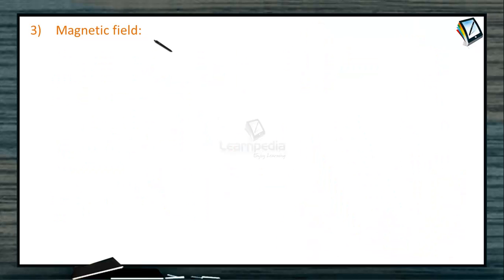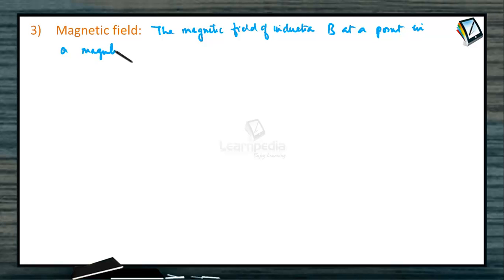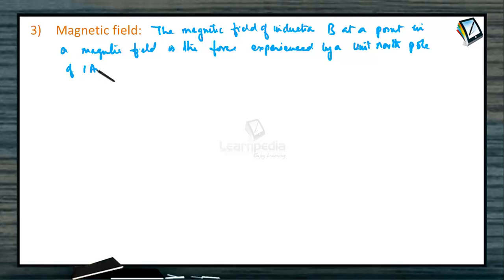The magnetic field of induction B at a point in a magnetic field is the force experienced by a unit north pole of 1 ampere meter kept at the point. It is a vector quantity. The direction is the direction of the force experienced by the unit north pole. If m0 is the unit north pole placed in the magnetic field B, the force experienced by it at that particular point gives the B value.